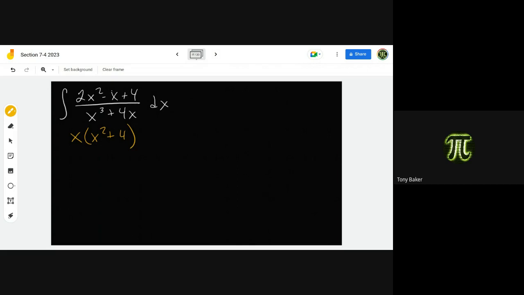All right. So we got this factored out. Okay. So we're going to set up our problem. This integral is going to be a over x and bx plus c over x squared plus 4.